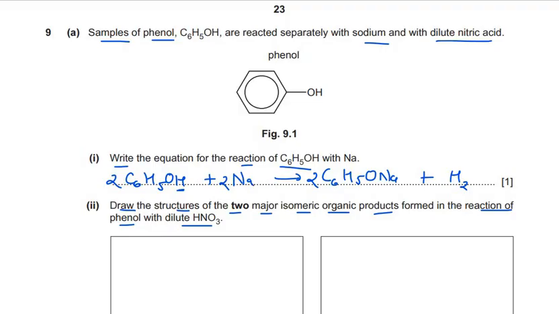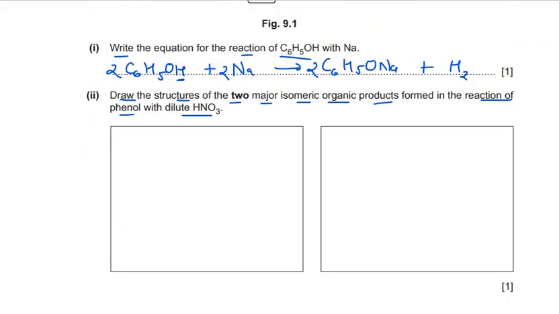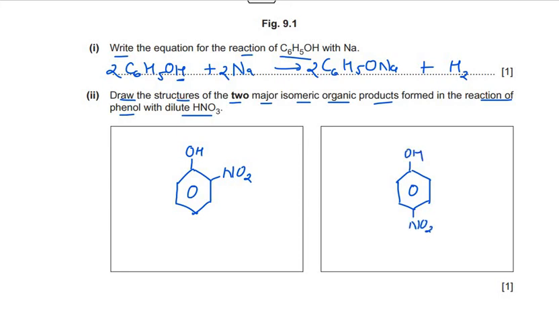So when dilute nitric acid is added to phenol, the nitro group will be added to the benzene ring, but with 2 different possibilities, that is on the 2nd position or the 4th position, because phenol, that is OH, is an electron donating group. So the nitro group can be added to the 2nd carbon, or the nitro group can be added to the 4th carbon, that is the 4th position. So here I can add the nitro group.